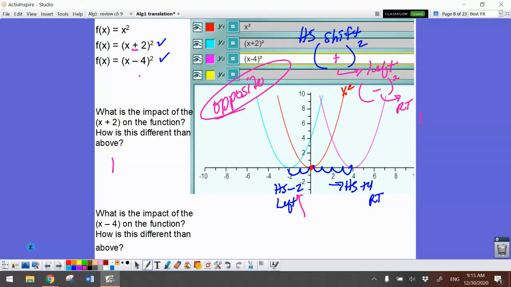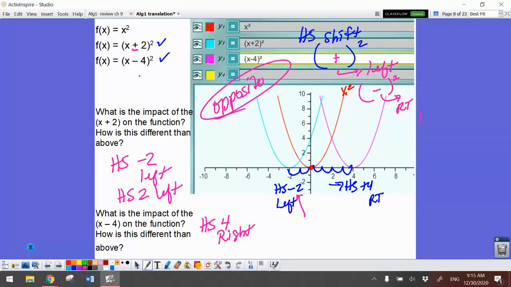So the plus 2 was a horizontal shift negative 2 to the left, or a horizontal shift of 2 to the left. The impact of the negative 4 was a horizontal shift 4 to the right. Okay, so again, it is opposite.